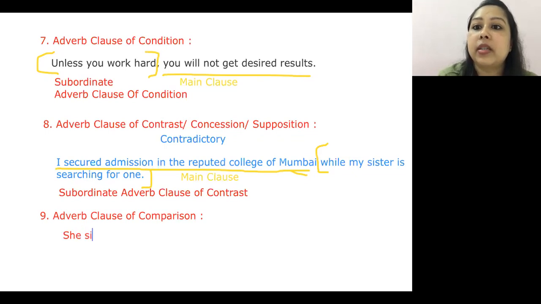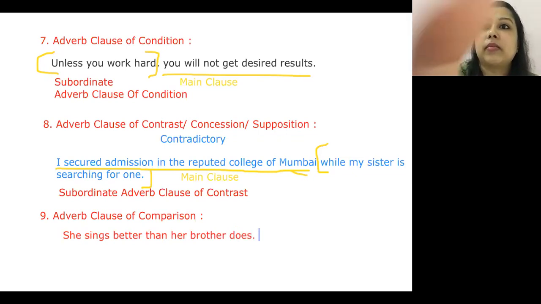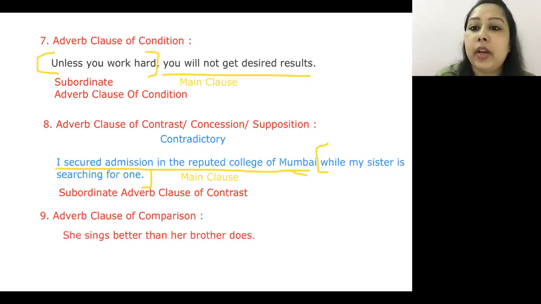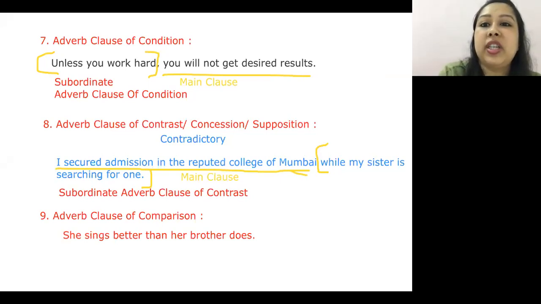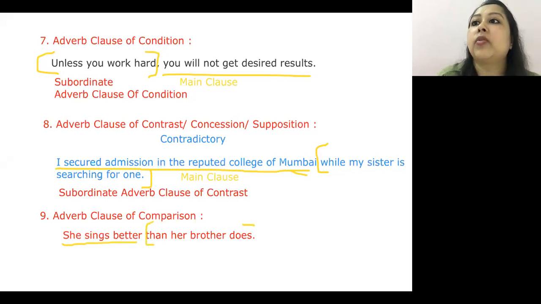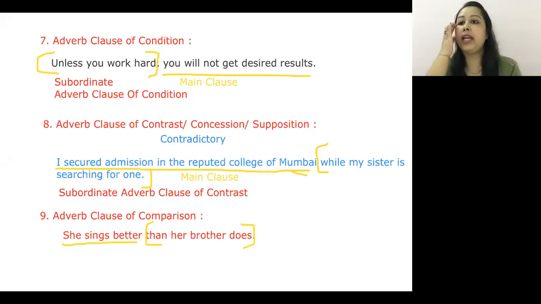She sings better than her brother does. She sings better, main clause. Than her brother does, subordinate adverb clause of comparison.